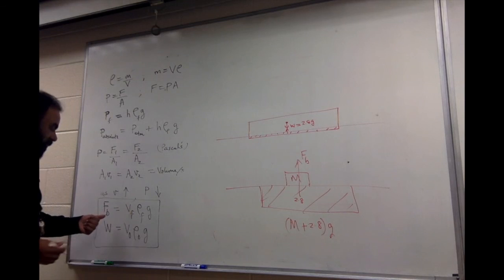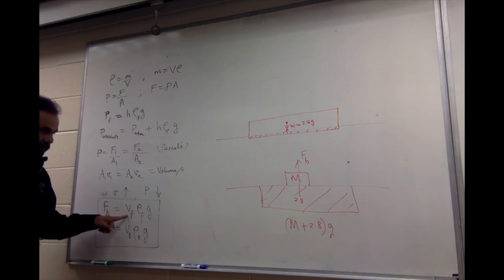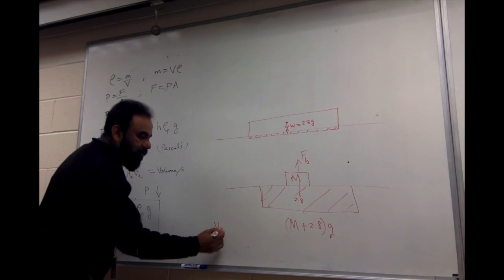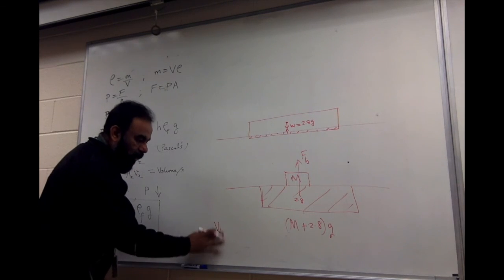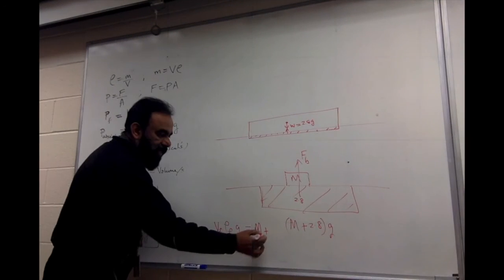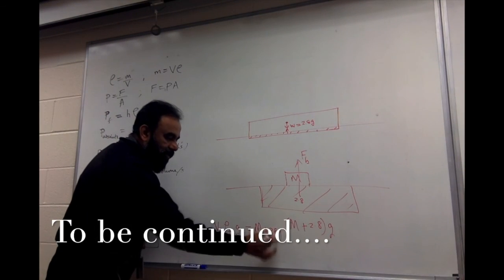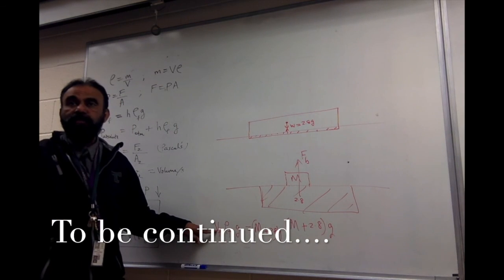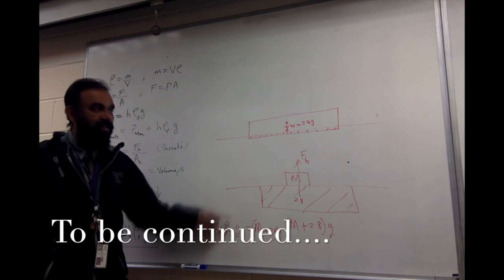What's the equation of buoyant force? It's volume of the object, VF, rho F, g. That's equal to M plus 2.8, g. You know how to find the volume of the object, right? And then the density of the fluid is water.